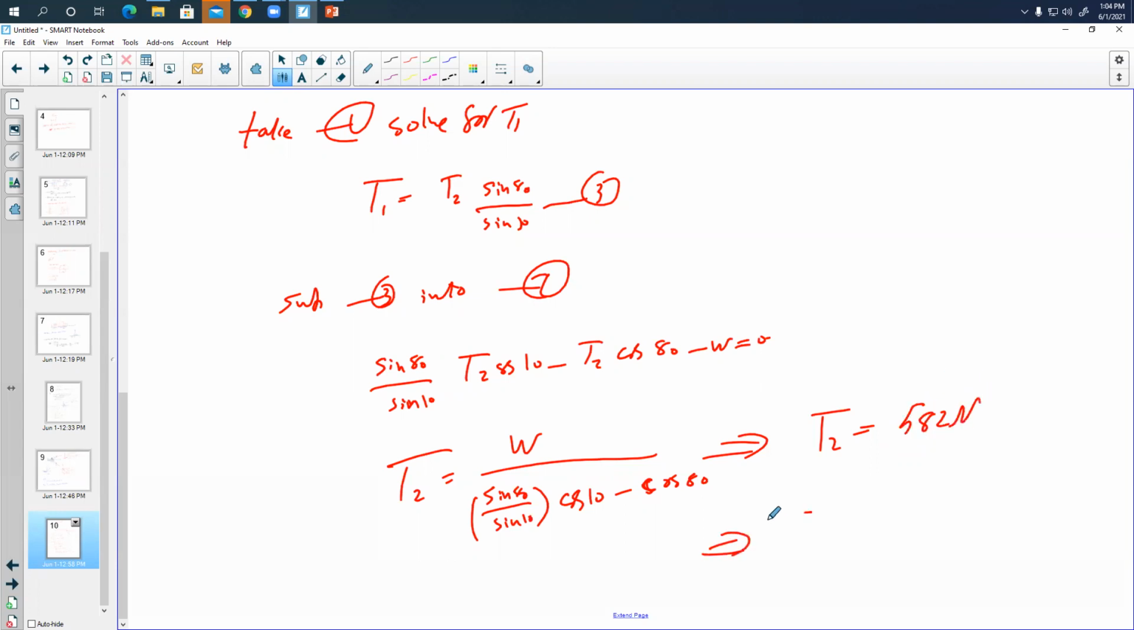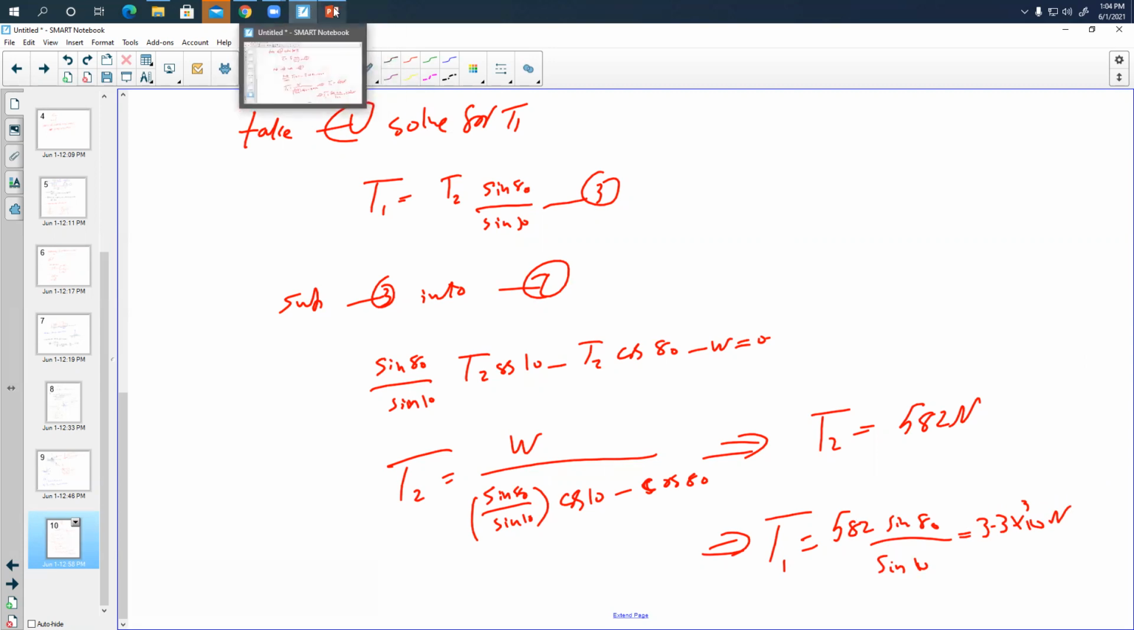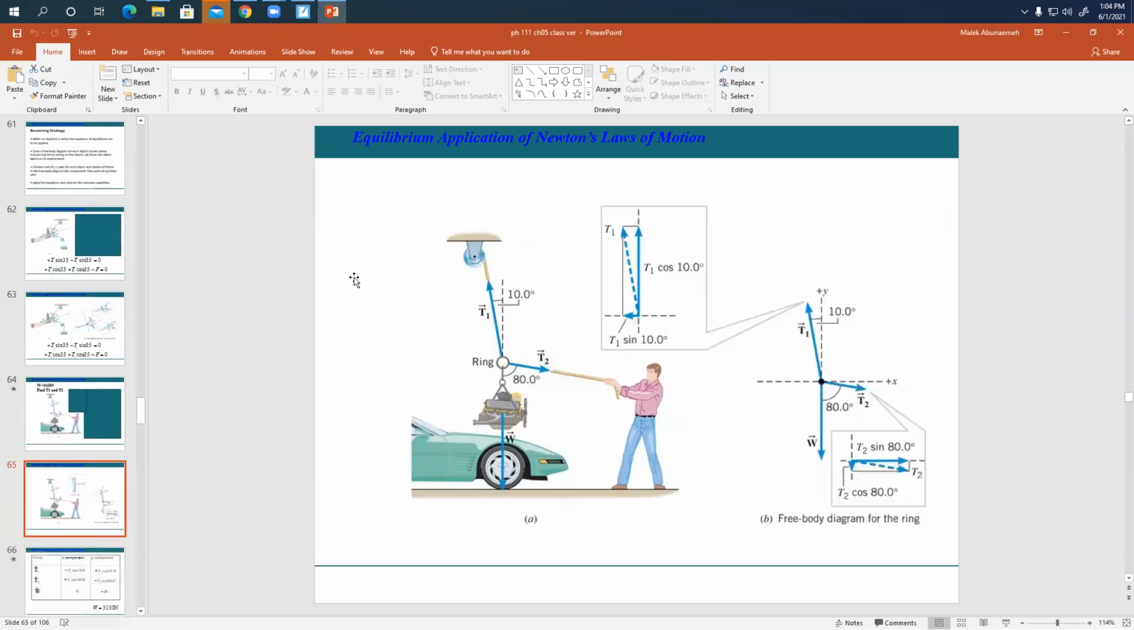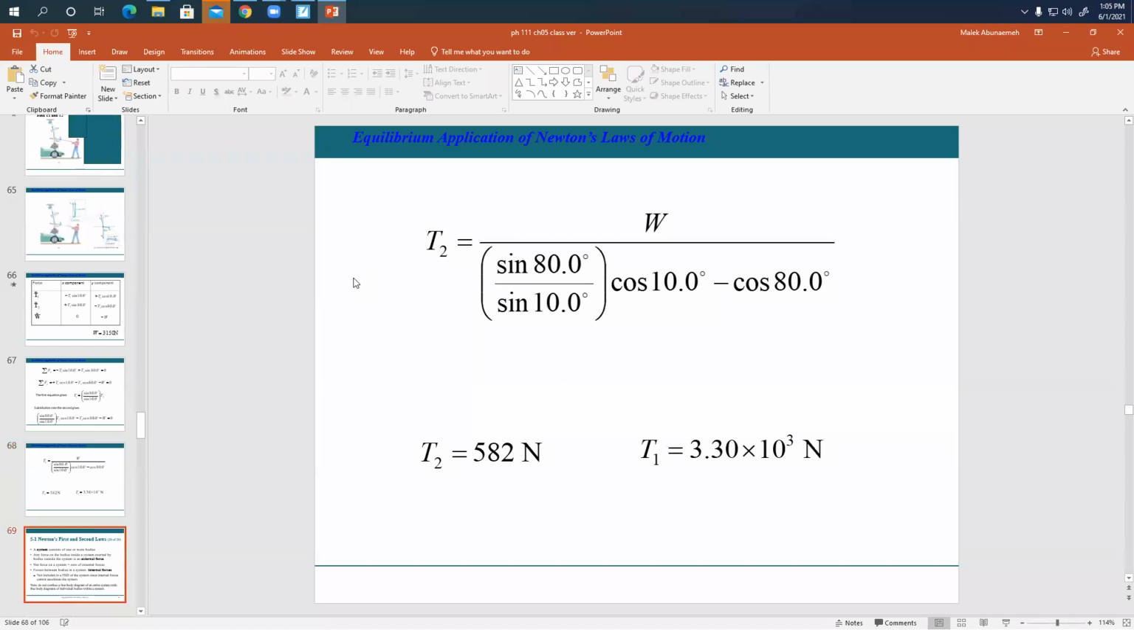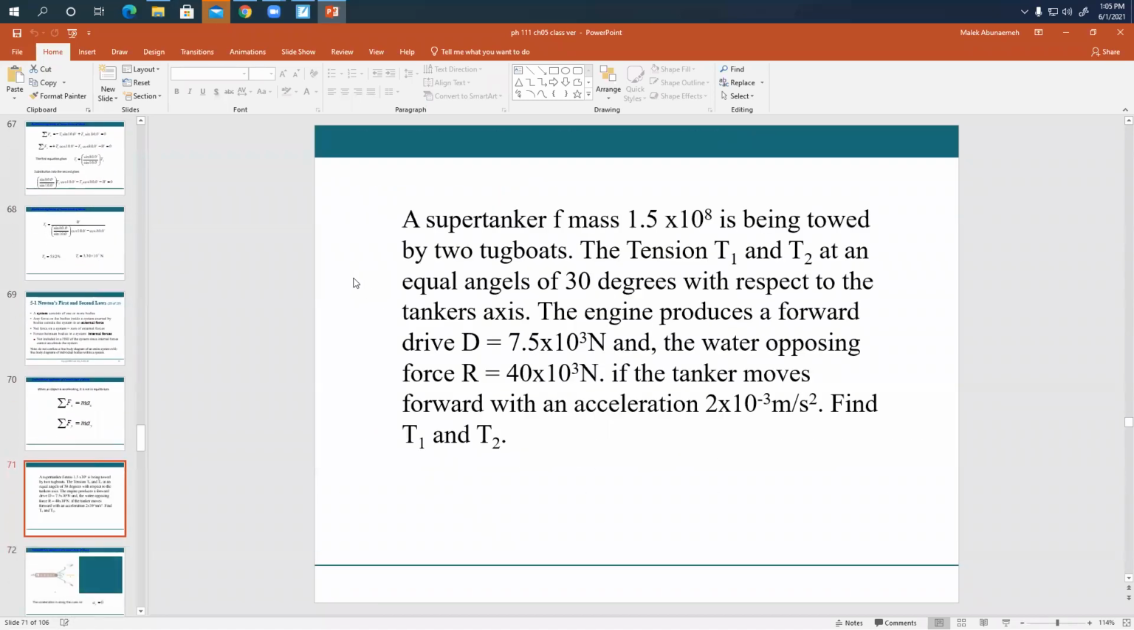582 newtons, which means that T1 is going to equal T2, which is 582, times sine 80 divided by sine 10. So this is going to equal 3.3 times 10 to the 3 newtons. And that's how we solve this to get T1 and T2. Let's check. And this is exactly, yep, we got it correctly.